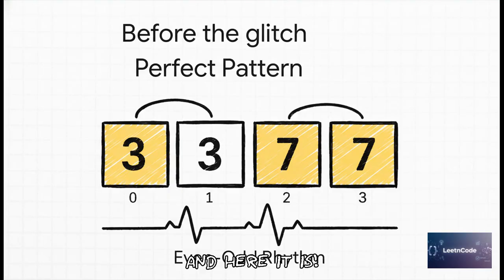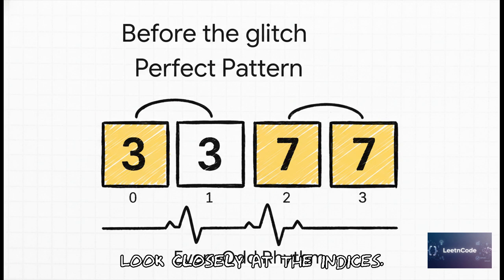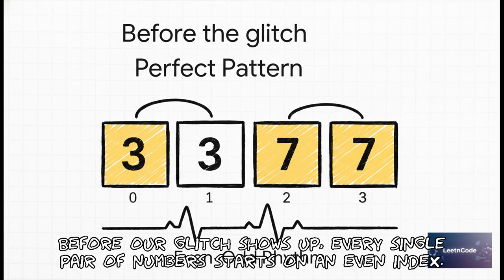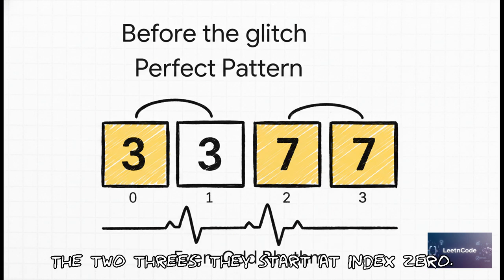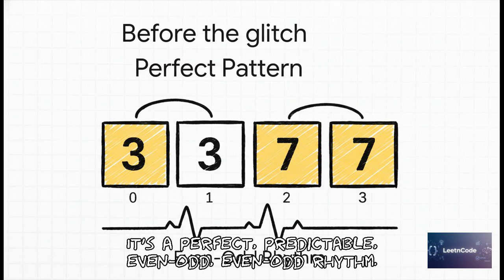And here it is. This is our first big break in the case. Look closely at the indices, the positions of the numbers. Before our glitch shows up, every single pair of numbers starts on an even index. The 2 3s, they start at index 0. The 2 7s, they start at index 2. See that? It's a perfect, predictable, even-odd rhythm.